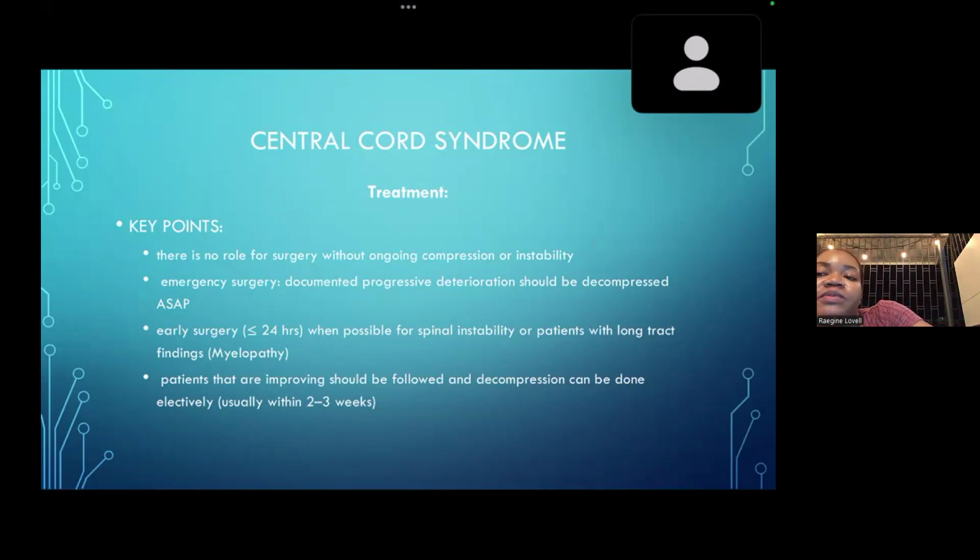It should be utilized when possible for spinal instability or patients with long tract findings. Patients that are improving should be followed, and decompression can be done electively, usually within 2 to 3 weeks.